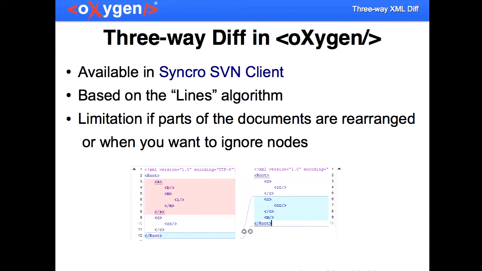In oXygen, there is a three-way diff algorithm and a three-way diff view. It is used in the SVN client, in the Synchro 7a client. And this comparison is done on lines. So the lines from the documents are compared and it has some limitations when the document is rearranged, when you have an XML document that is rearranged, or when you want to compare and ignore some parts like the comments or processing instructions.